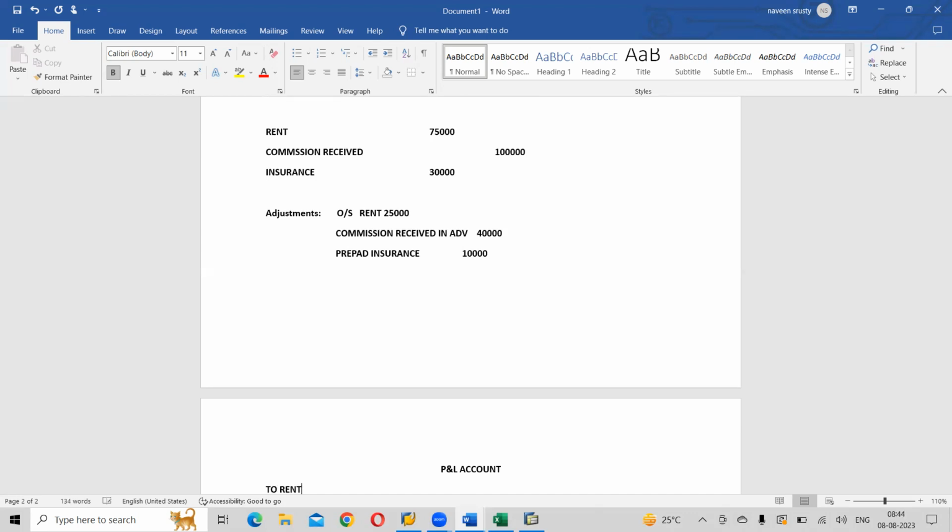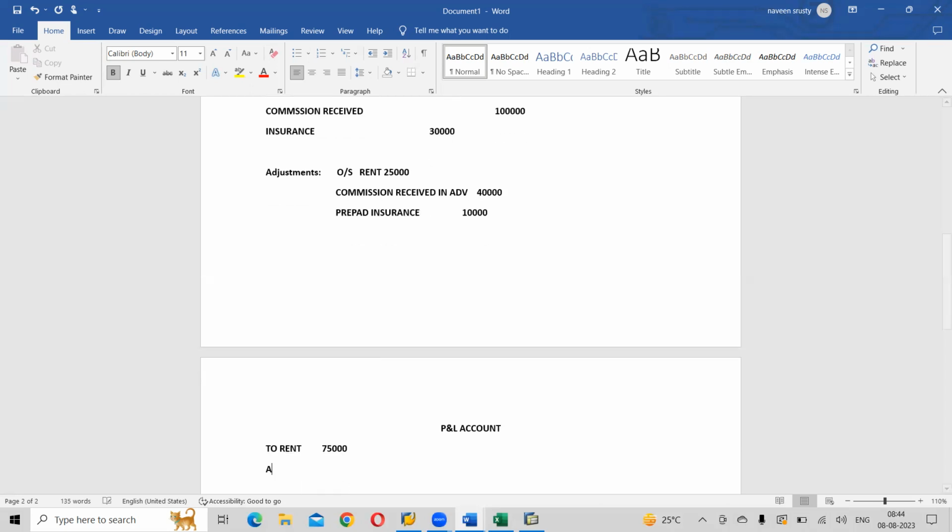To rent, how much have we paid? 75,000. But how much is still to pay? 25,000. We have not yet paid this, but still, what is the thumb rule of accounts? Whether we paid it or not, we are supposed to show it in the account. So what we are going to do is add this.